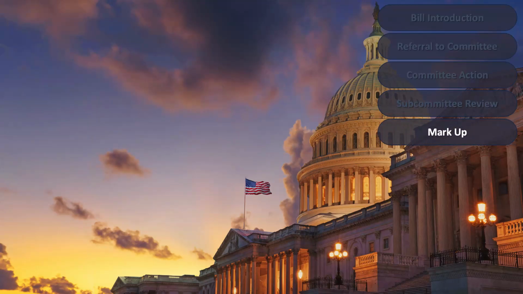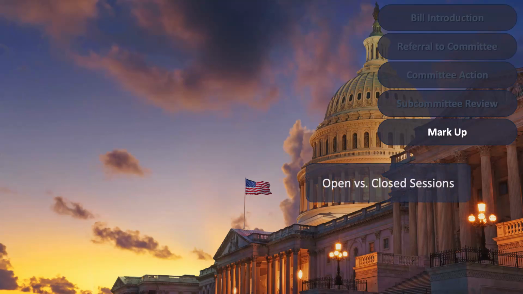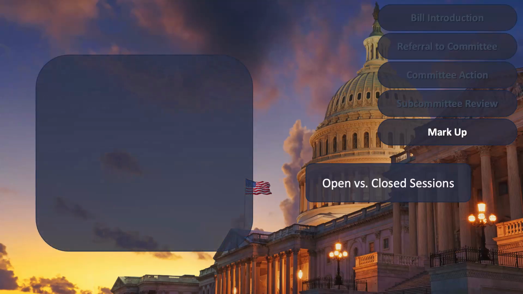Markup is essentially the process whereby the full committee reviews, debates, and makes changes or amendments to the bill. Most of the time, the committee conducts open markups, where the public and the media can observe the process, but sometimes the sessions may be closed for sensitive matters. The markup process begins when the committee chair schedules the markup session, providing the committee members with notice of the bills to be considered and typically copies of the bill text and any proposed amendments.